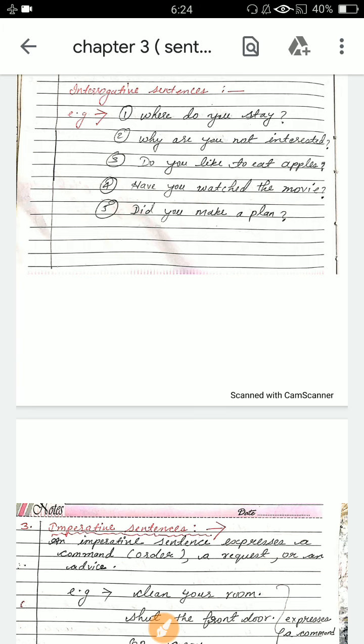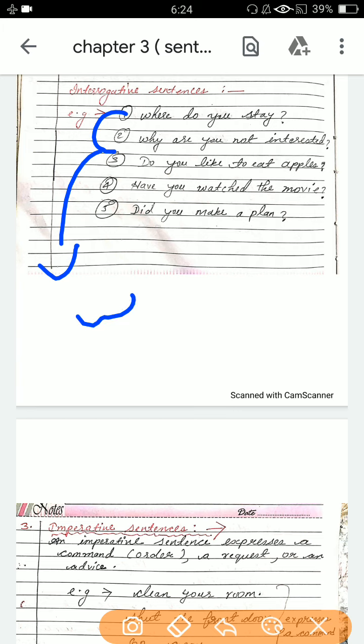The second example, why are you not interested? Why are you not interested means asking why you are not interested about something. So where do you stay and why are you not interested, these two are WH questions.